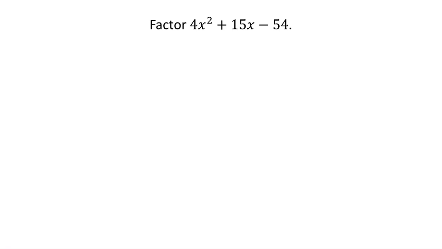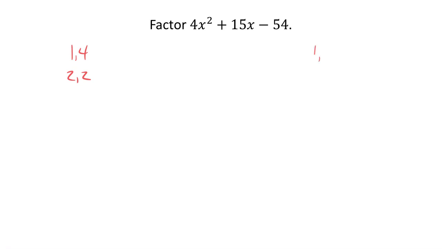For our next problem, we're going to look at 4x squared plus 15x minus 54. Once again, we're going to look at the leading coefficient, find two numbers that multiply to give us 4. Those would be 1 and 4, or 2 and 2. Now we need to find two numbers whose product is negative 54. But again, I like to just focus on the 54 and worry about inserting the negative later.